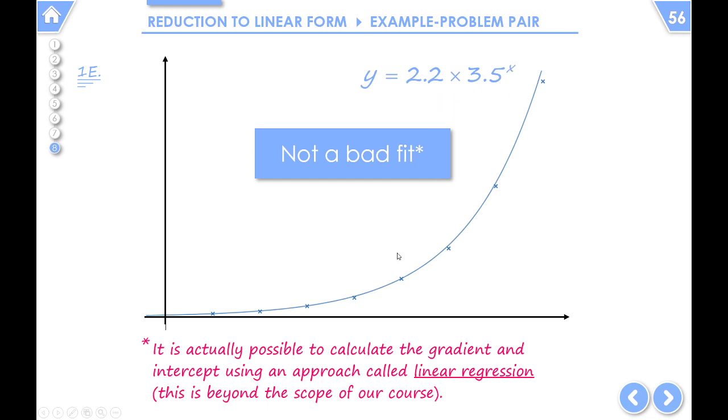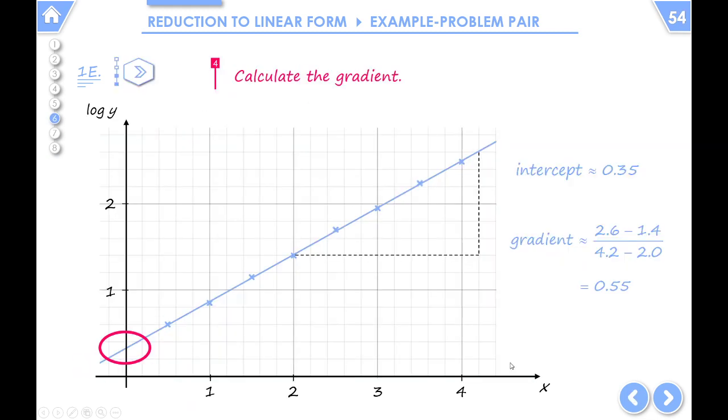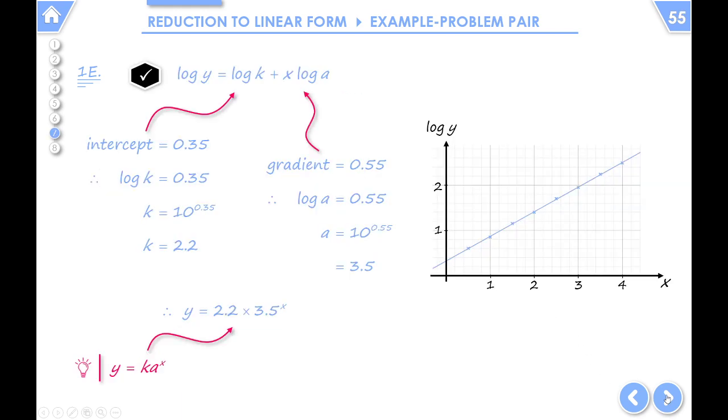Another thing that's worth noting is something beyond the scope of our course, but you might meet it if you study maths further, and that's called linear regression. At the stage where we had this graph here, you can actually calculate mathematically the equation of this line of best fit. By doing that you can get more precise values for the gradient and the intercept from these points. But that's a bit beyond the scope of our course.